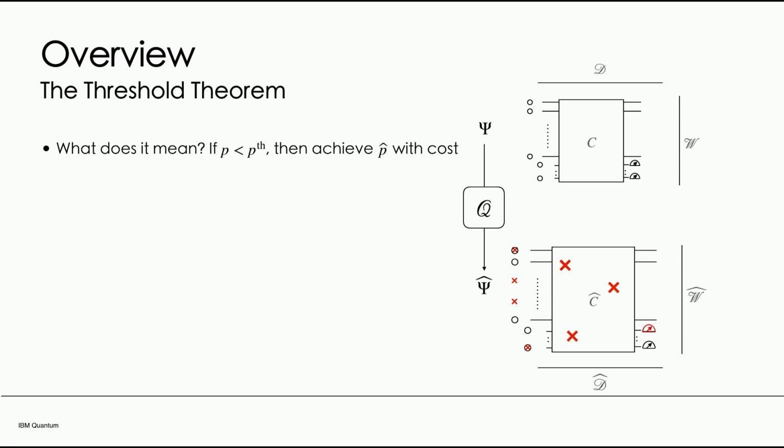OK, so just to reiterate what we just said, if the failure rate of each of your components that go into your circuit is p, some small constant, and it's sufficiently small, then it's possible for you to achieve a logical failure rate, p hat, that's arbitrarily small, with a cost d hat and w hat for the width and depth of your fault-tolerant circuit.